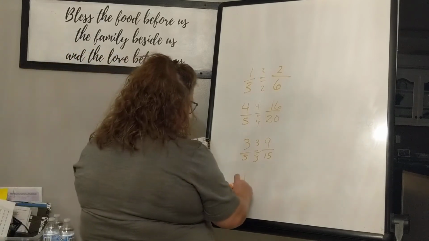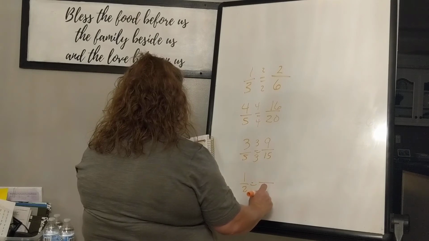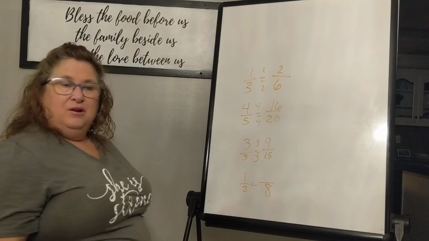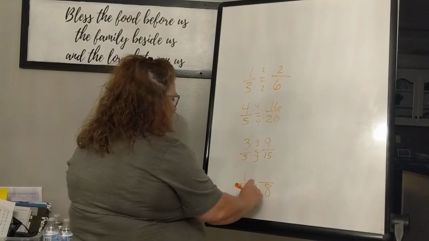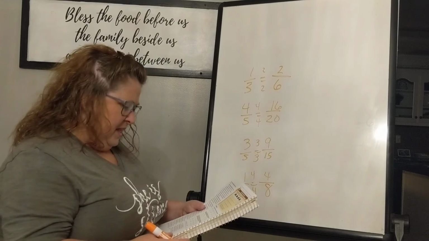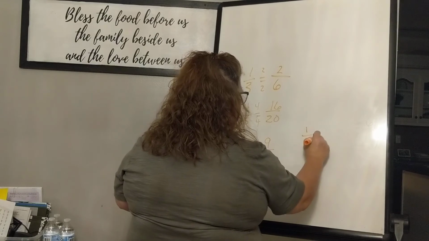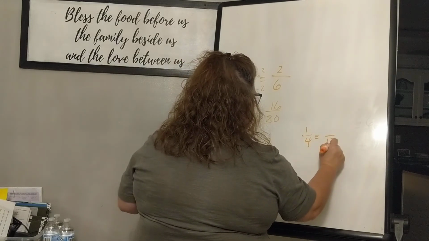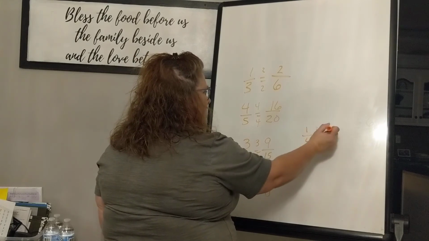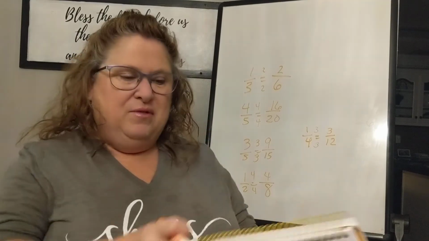1/2 equals blank over 8. What did we multiply 2 by to get to 8? 4. So we multiply our numerator by 4. 1 times 4 is 4. 4/8. And then letter E, 1 over 4 equals blank over 12. 4 times what equals 12? 3. 1 times 3 equals 3. 3/12. We just made equivalent fractions.